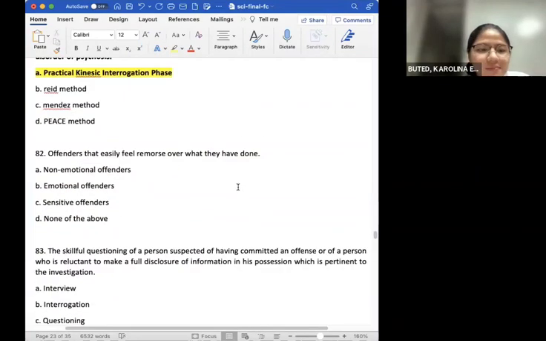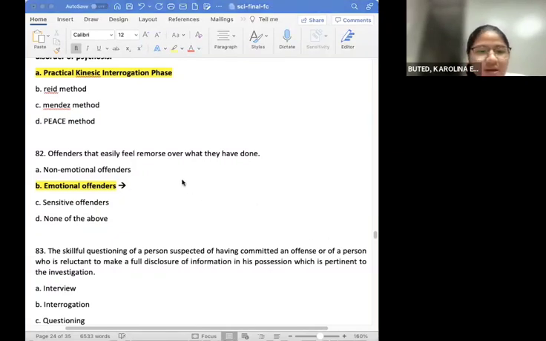Okay na? Okay. 82. These are offenders that easily feel remorse over what they have done. Madali ang mga to magsisi, madaling magkaroon ng guilt, makonsensya. This is the sensitive ba to? Dalawa lang yan ha. We have emotional and non-emotional. Okay? This is the emotional offenders. Okay, madali silang magsisi, okay, feel remorse.